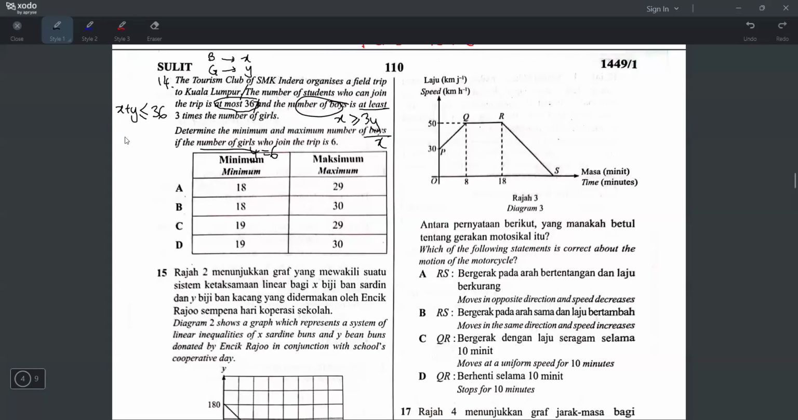So ganti 6, dia jadi X plus 6 smaller, sorry, this one is 6. So Y is 6 because girl is 6. Smaller equals 36. So X smaller or equals 30. Okay. And then on the other side also you buat benda yang sama, you ganti Y with 6 also. So dia jadi X bigger or equals 3 times 6 and then X bigger or equals 18. Okay, now you end up with this and this.